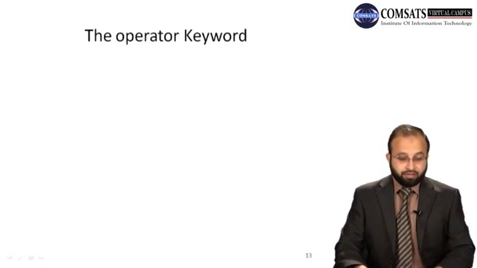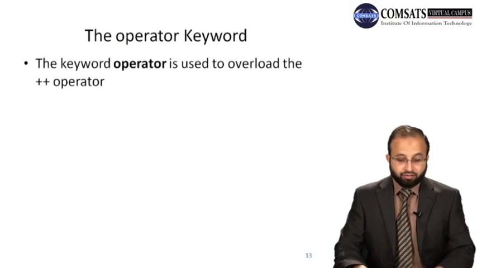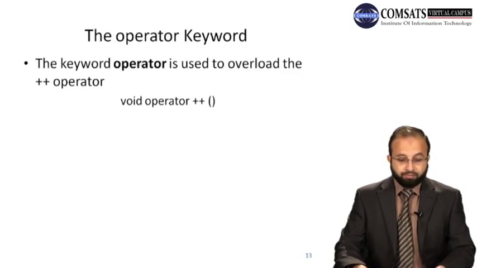The operator keyword. The operator keyword is used to overload the plus plus operator. It is used to overload any operator, right? Plus plus operator, unary operator, or any binary operator, or any other logical operator or relational operators. So void operator plus plus, that is the function name. Void is the return type, and we are not passing any parameter to that function.